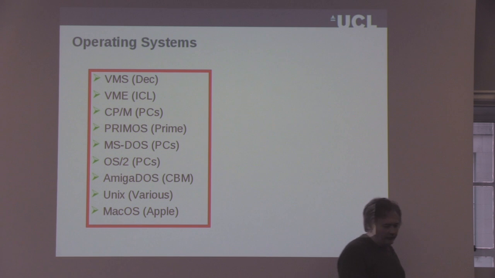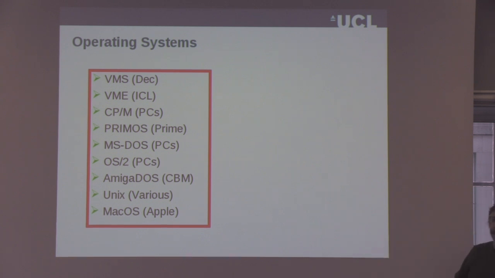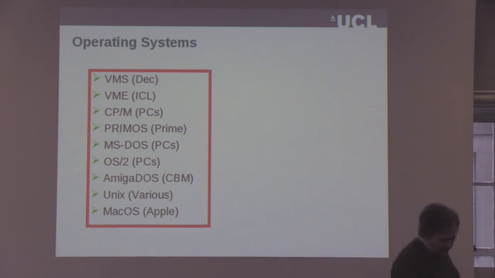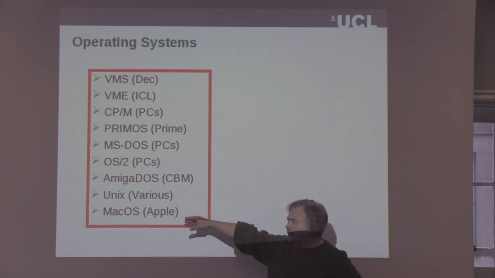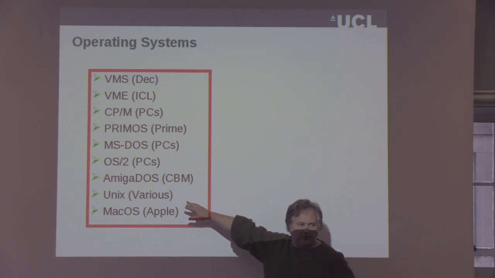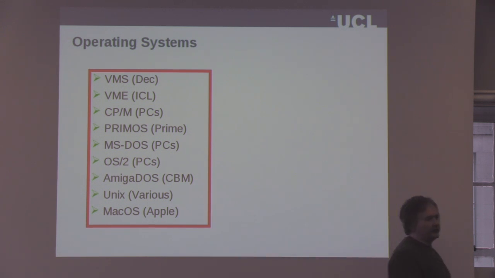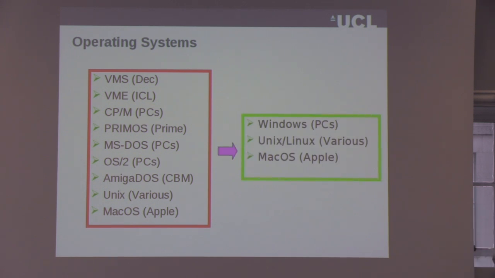AmigaDOS, which was my favourite, which ran on Commodore Amiga computers, various flavours of something called Unix, which is what Linux derives from, and then, of course, Mac OS, which runs on the Apple. In fact, since OS X came in, Mac OS is actually a variant of Unix. So underneath, it's Unix, but has a different and very attractive graphical interface on it. These days, we just really have the three: Windows, various different flavours of Unix and Linux, and Mac OS X on Apple.